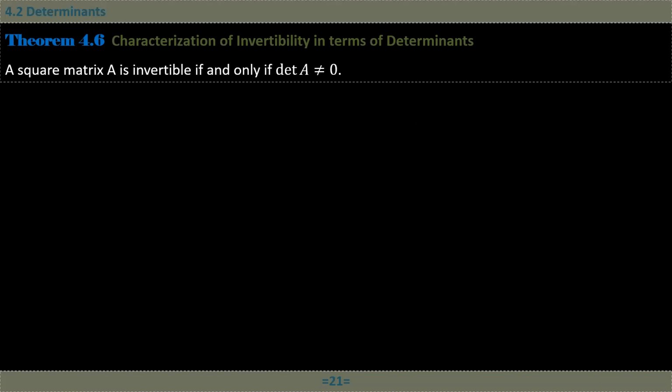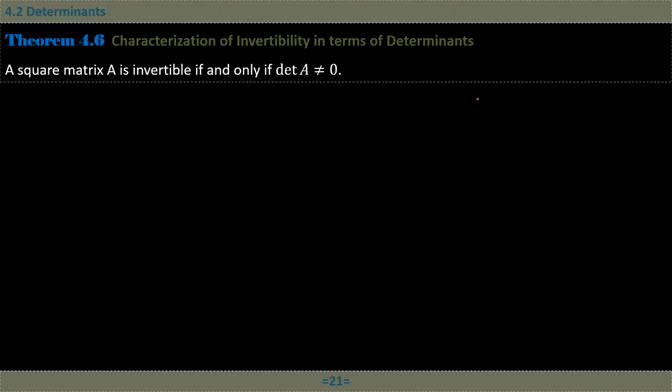Good. So now this theorem says that a square matrix A is invertible if and only if the determinant of A is not equal to 0. That is maybe the main theorem of this section. It is the characterization of invertibility in terms of determinants. If the determinant is equal to 0, that means the matrix is not invertible. Or if the matrix is invertible, then the determinant of A cannot be equal to 0; it must be different from 0.